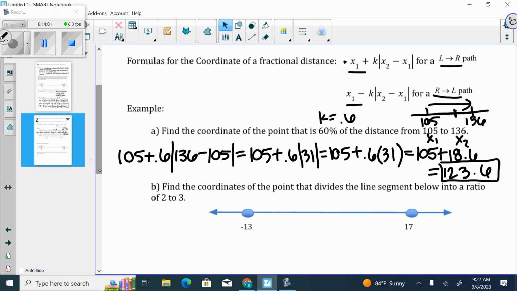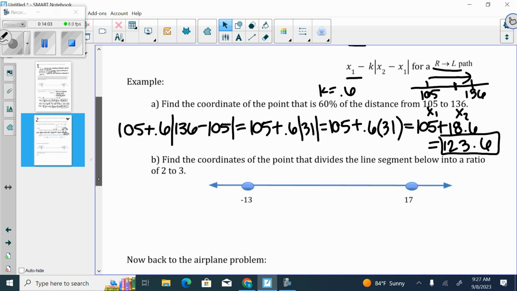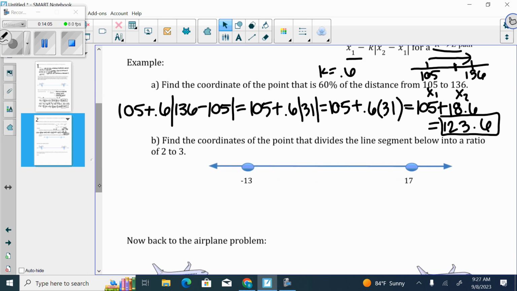All right, let's look at another example. Find the coordinates of the point that divides the line segment below into a ratio of 2 to 3. Did it say which one is x1 or x2? No. So we have to assume that we're moving left to right. So that would make negative 13 my x1, and 17 my x2.